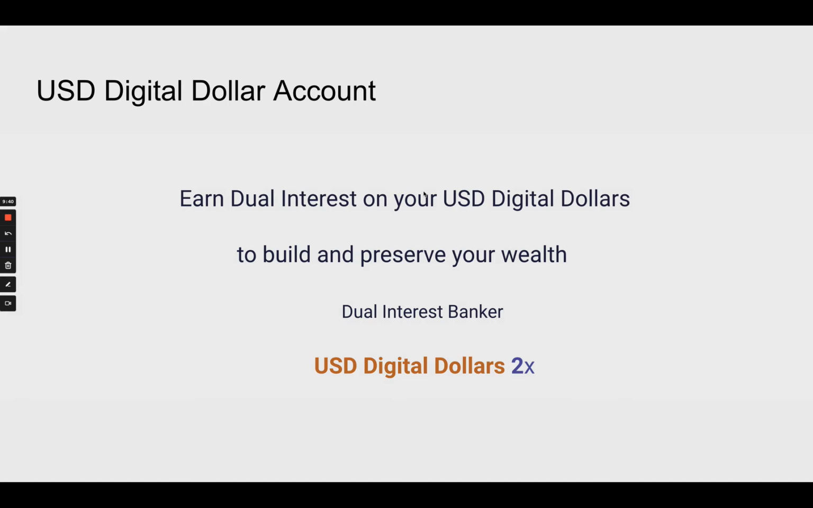And last but not least is our Earn Dual Interest program, where you can earn dual interest on your digital dollars. It is a program that you need to sign up for, and here you take advantage of the dual interest banker strategy. If you need to learn more about it, this is the strategy that wealthy families have used for many generations and allows you to build and preserve your wealth with many great tax advantages. I invite you to check it out. It's a fantastic program.